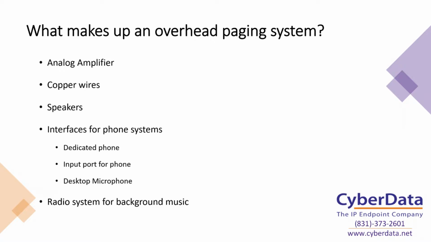So a lot of the time these amplifiers are going to have either a dedicated phone, which is more old school, where if you're trying to make an announcement in, say, a warehouse area, you have to go over to the paging phone, pick up the phone, and make your announcement. Sometimes, and a lot more commonly, you'll just have a specific port on that amplifier for a phone system.